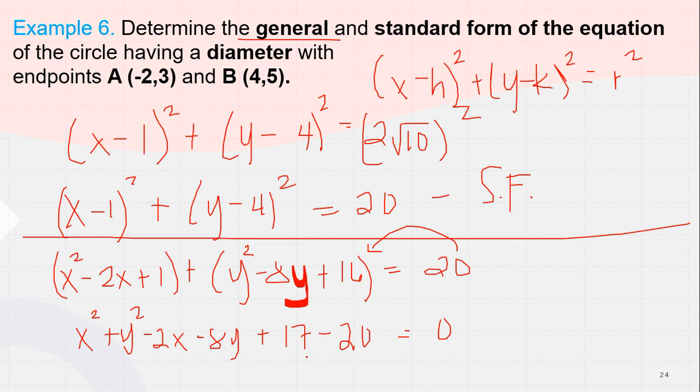Okay, next. Tingnan nyo to. Gets nyo po ba yung x squared plus y squared minus 2x minus 8y plus 17, kasi nga 1 plus 16 is 17 minus 20, kasi yung 20 nilapat ko kaya negative 20, is equal to 0. Kasi yung general equation po yung hinahanap natin. Dito yung SF. Nahanap natin yung SF. Hello? Gets nyo po ba to?